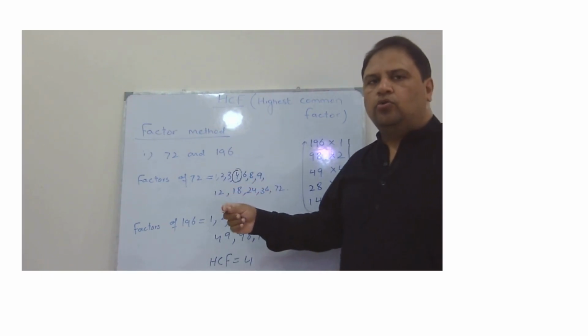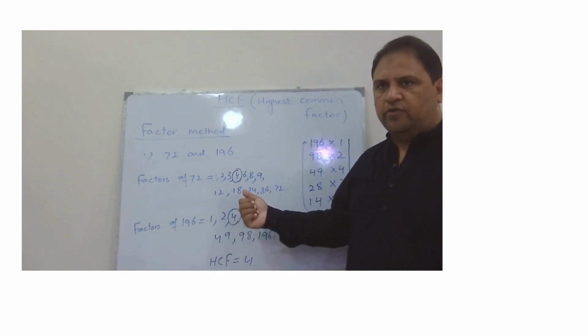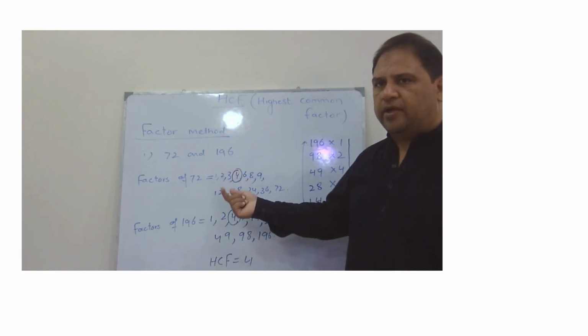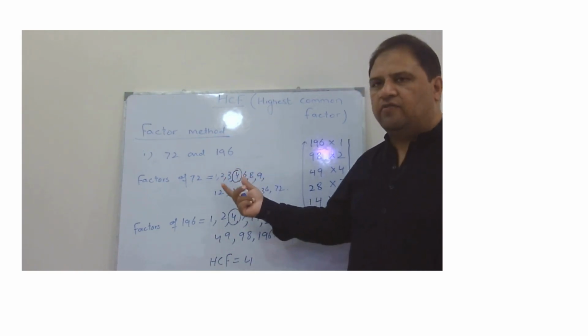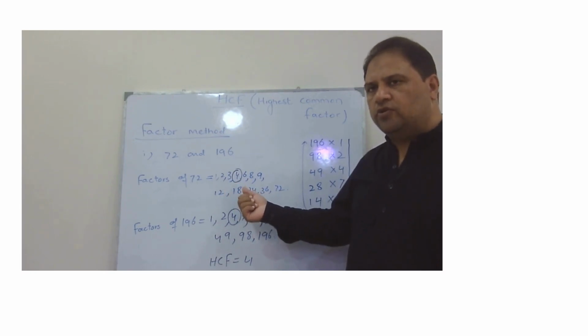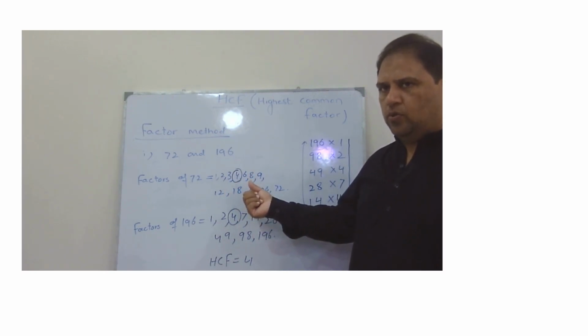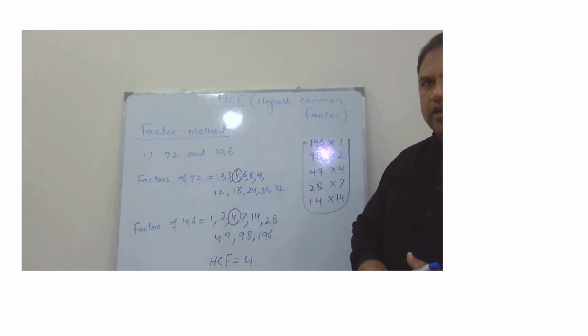This is the method through which we can find the HCF when we need to apply the factor method. When we have multiple common factors, we always choose the highest one. Okay. Now come to the second method.